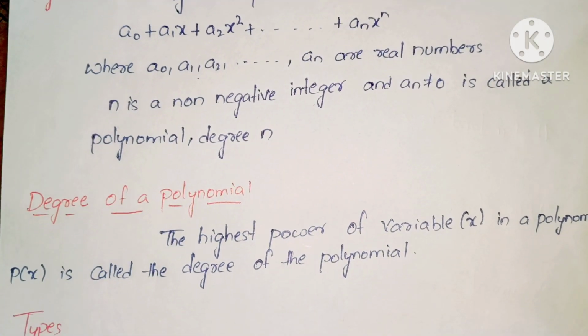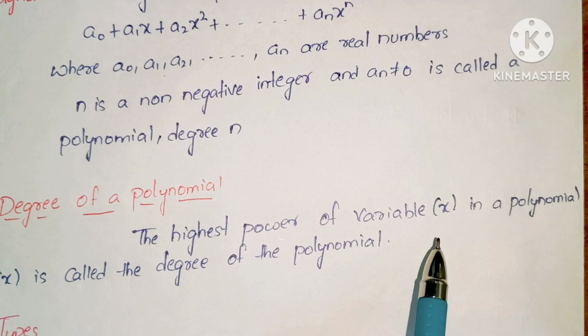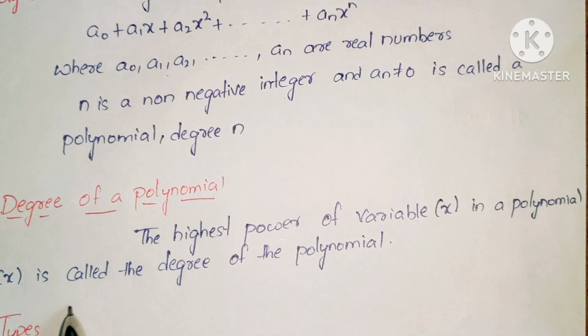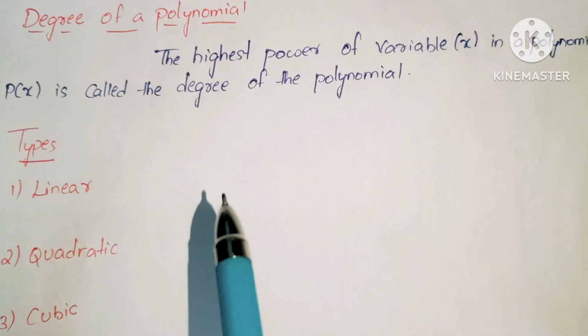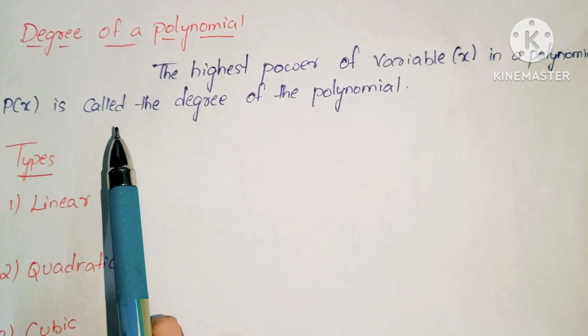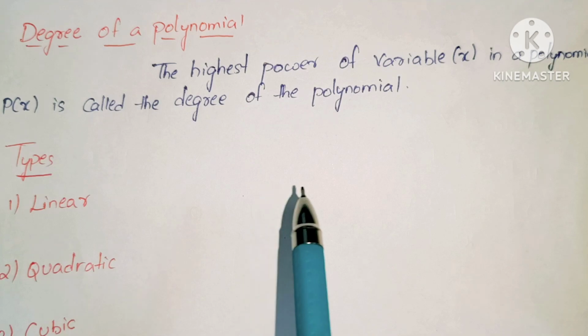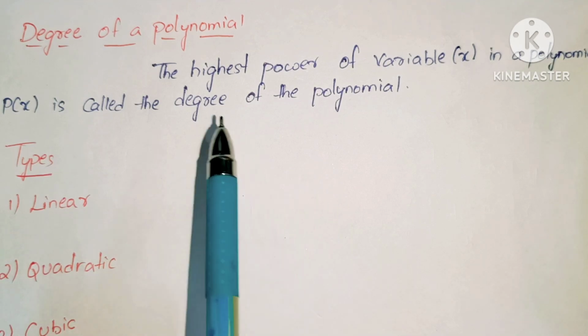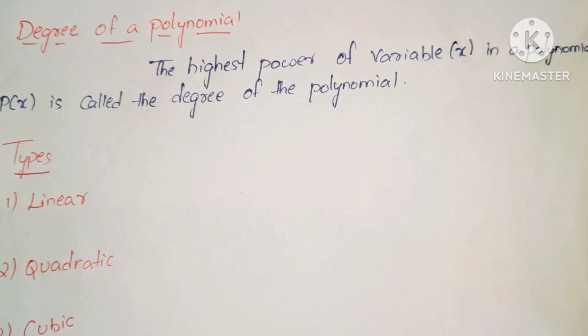So see here, what is the degree of a polynomial? The highest power of a variable in a given polynomial is called the degree of the polynomial. What does degree mean? In the given equation, there will be x variables, right? The x variable which has the highest power, that is the degree of that particular polynomial.